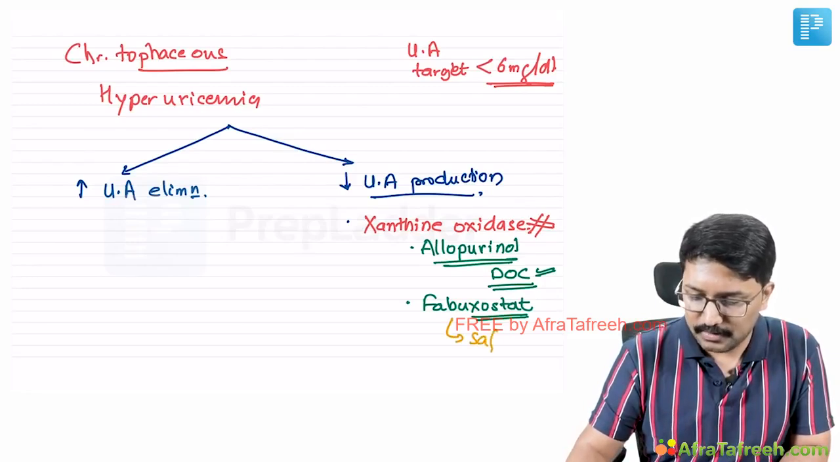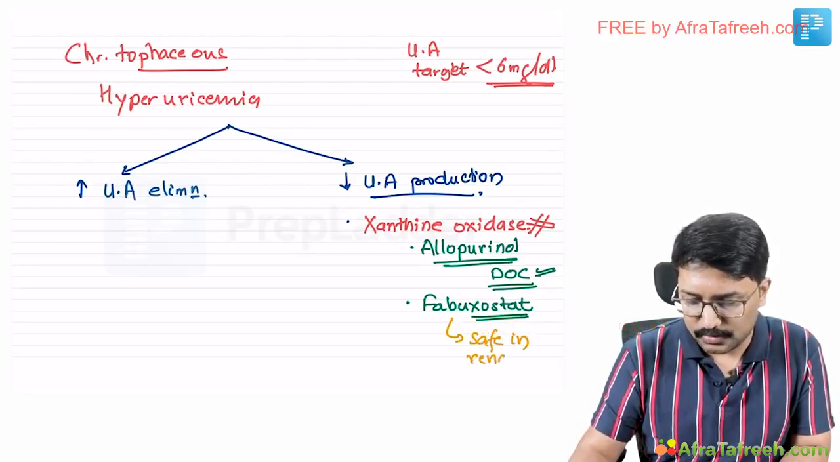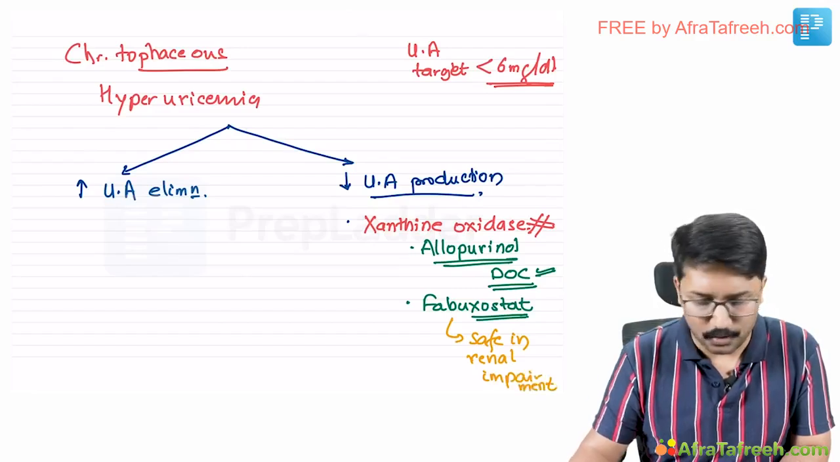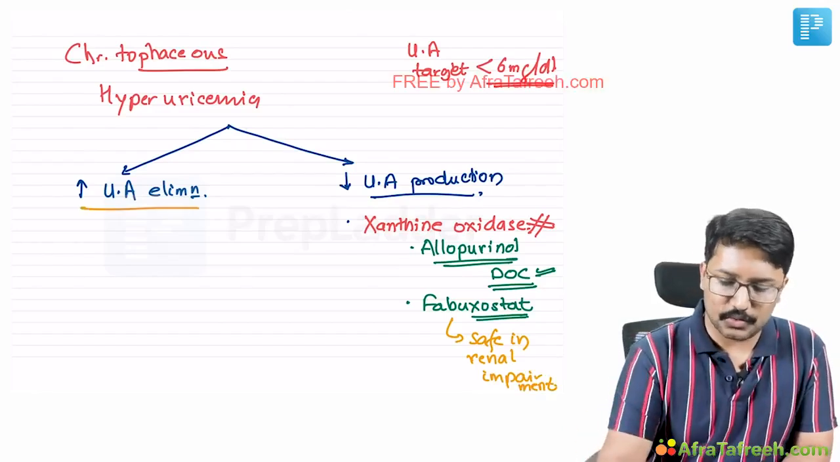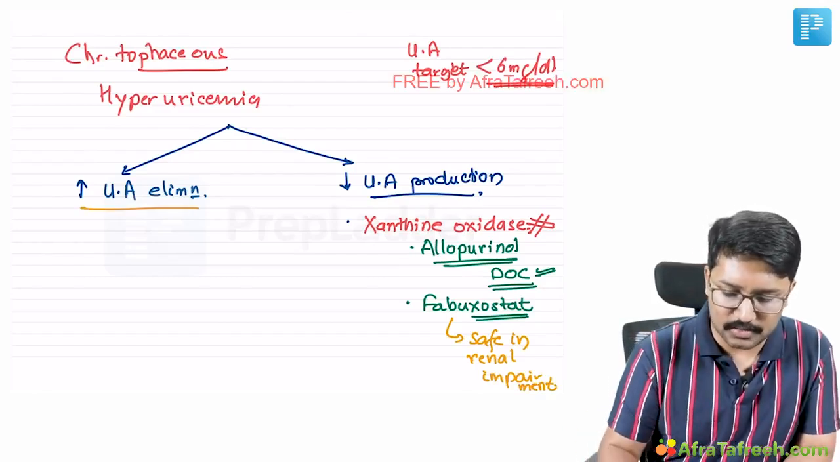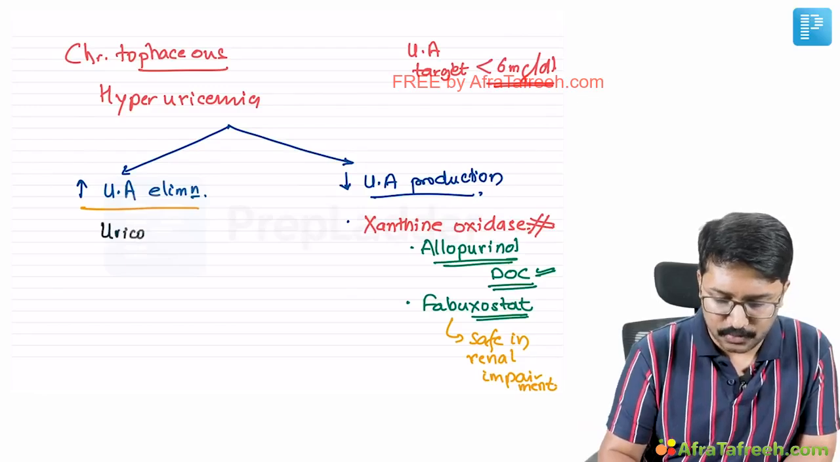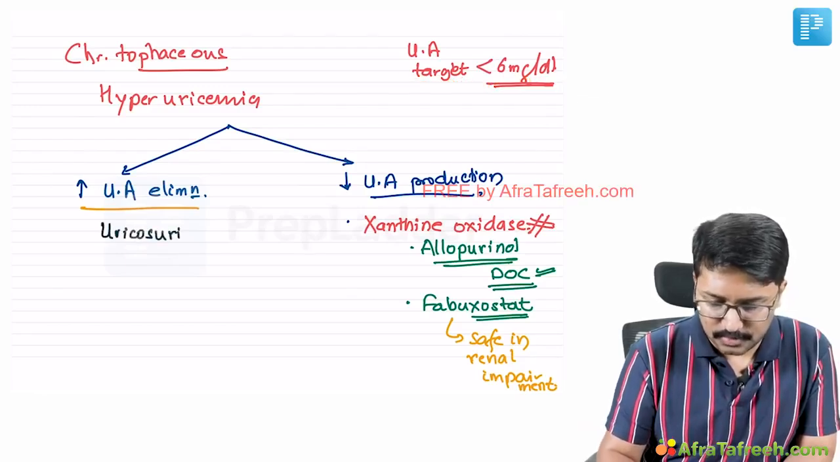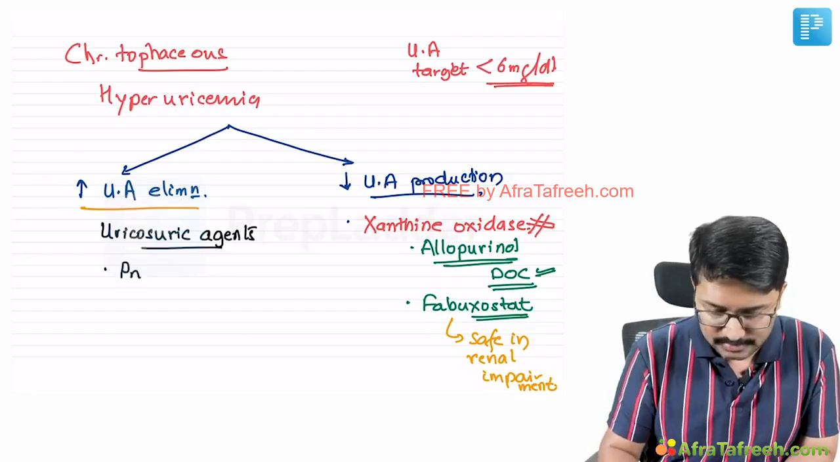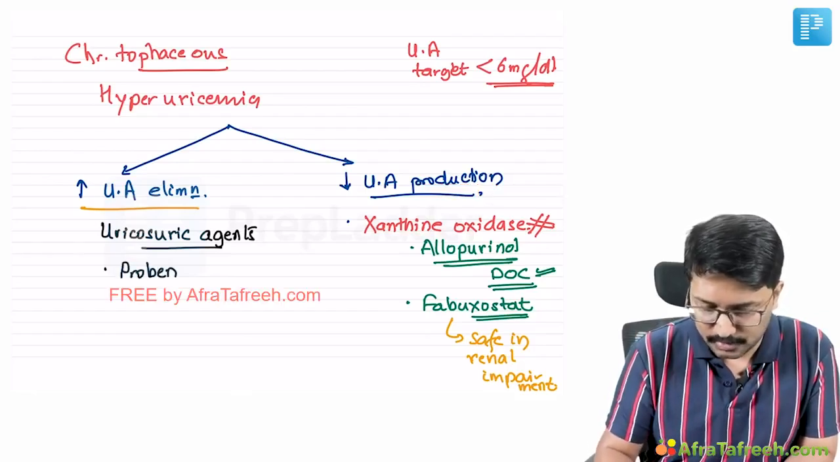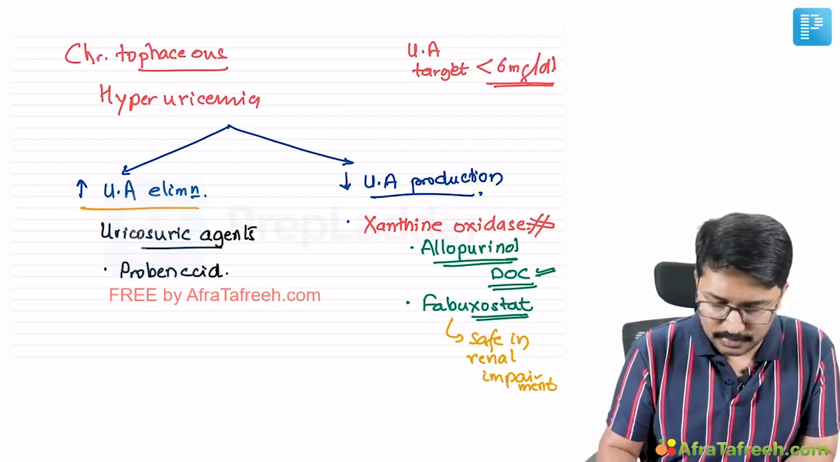Febuxostat is safe in renal impairment, so we can use it in patients with renal impairment, right? Clear? Okay, now coming to options where we can think of increased uric acid elimination. The drugs used for this purpose are called uricosuric agents. What are the examples? We all know probenecid as an example from our second year pharmacology itself, right? Probenecid as an example.